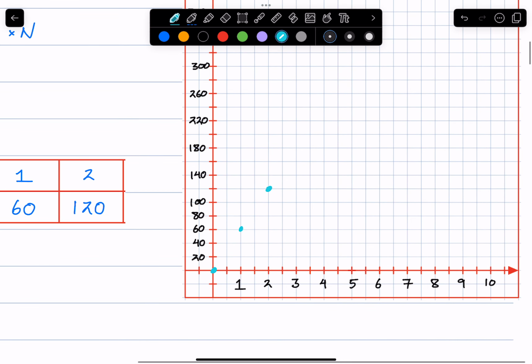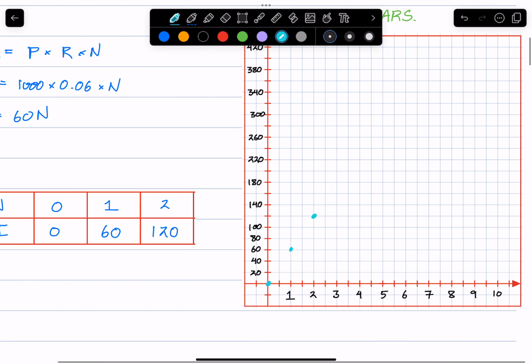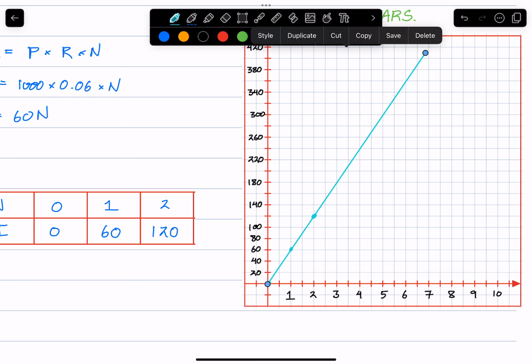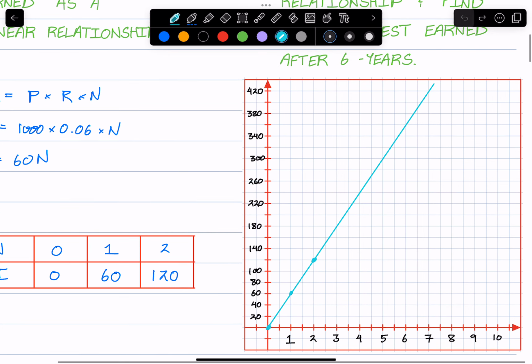Using just these 3 points, that's enough for us to graph this. Joining these lines and using a ruler to make it pass through those points. And obviously this could extend off to infinity.